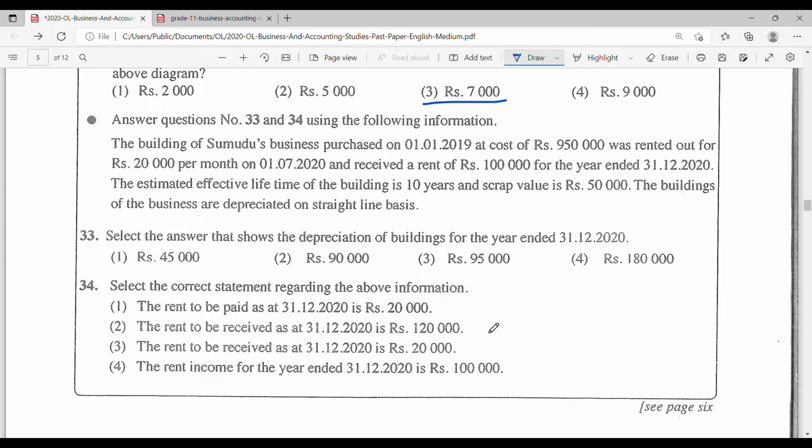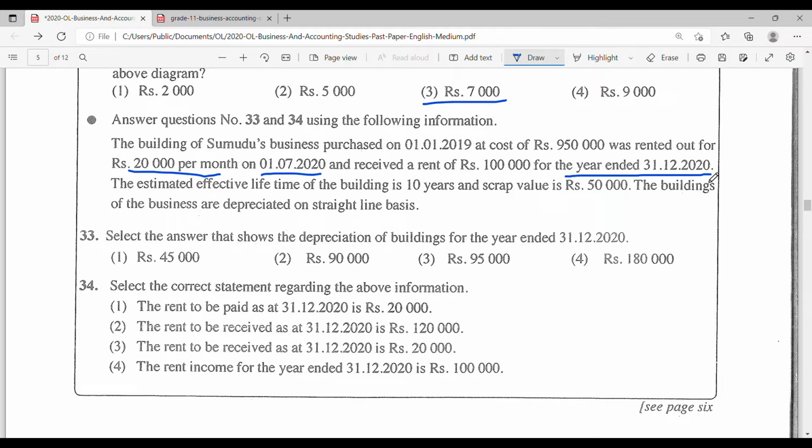Answer question numbers 33 and 34 using the following information. The building of Sumudu's business, purchased on 1st January 2019 at a cost of 950,000, was rented out for rupees 20,000 per month on 1st July 2020. So you bought it at the beginning of 2019, but started to rent it out only from 1st July 2020. Received a rent of 100,000 for the year ended 31st December 2020.